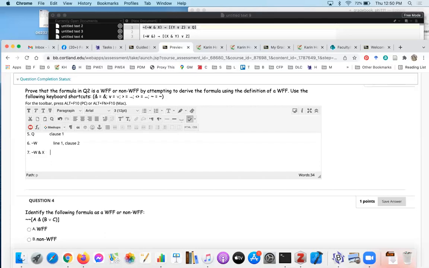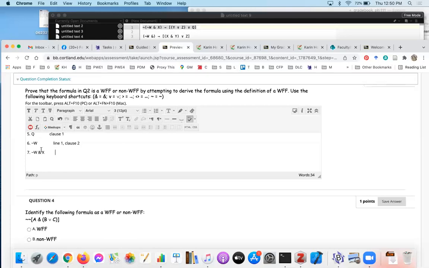Okay, so now we need our justification. What makes this a well-formed formula? Well, we're going to be using clause 3, right? Because clause 3 is about taking two formulas and sticking them together with one of the dyadic connectors, in this case, the ampersand.